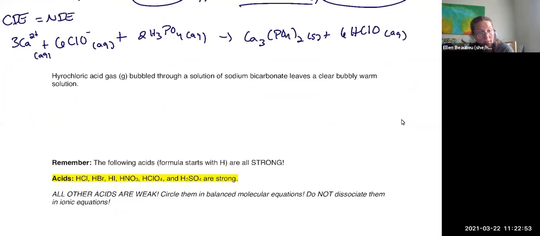Okay, again, pause the video if you need to try. Oh, look, here's my list of strong acids. So this is the list to memorize. Everything else is weak. Okay, last one.